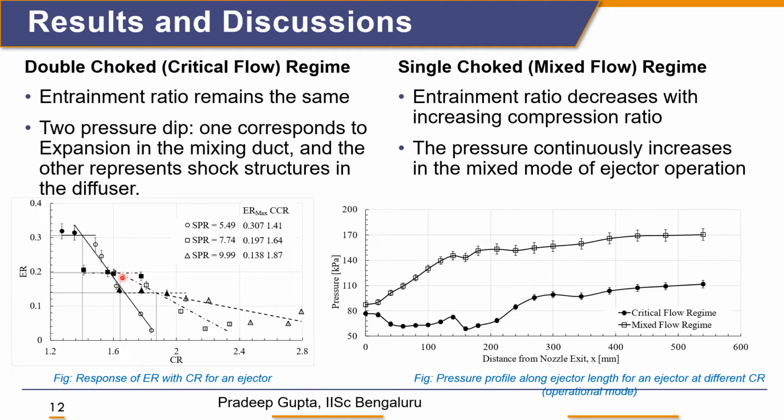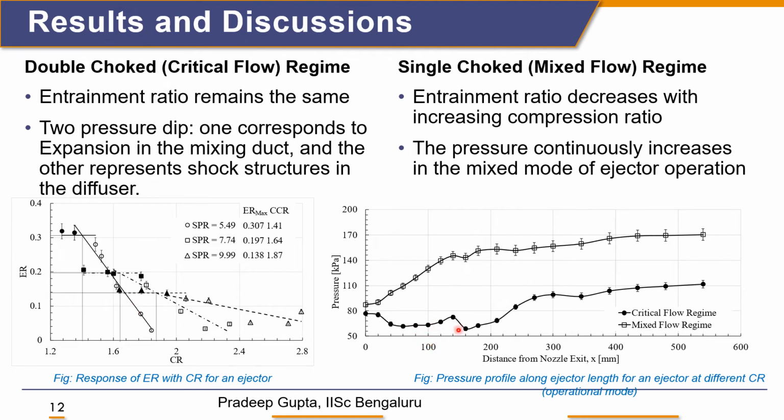Now with the mass flow rate measurement at different conditions, we can see these are the characteristics of the critical flow region. Increasing the compression ratio, the entrainment ratio decreases, which is the characteristic of the mixed flow region. So with this, we can clearly differentiate between the mixed flow region and the critical flow region experimentally.